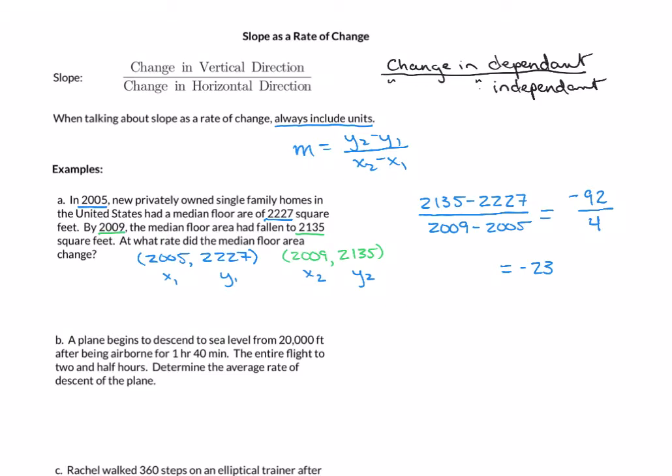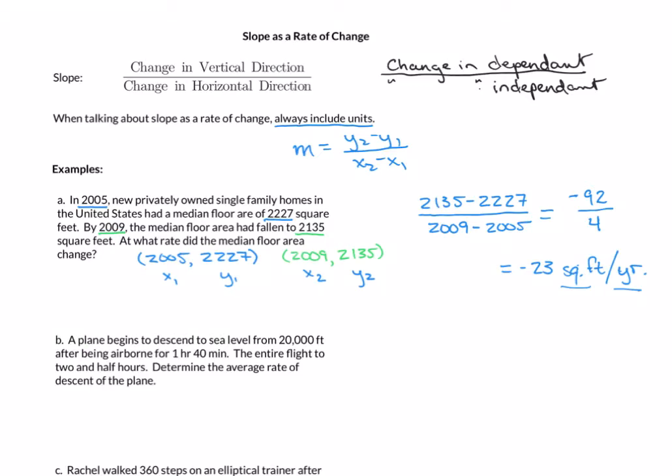Now we do need to interpret this. We want to include correct units, and when we talk about rates, there's generally going to be two components to our units. So how is this changing? This is decreasing, or negative 23 square feet per what? Per year. So notice that we have two things when it comes to our units. Make sure that you identify both of them.